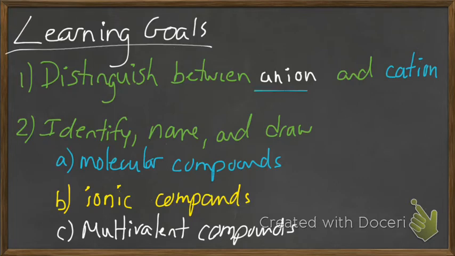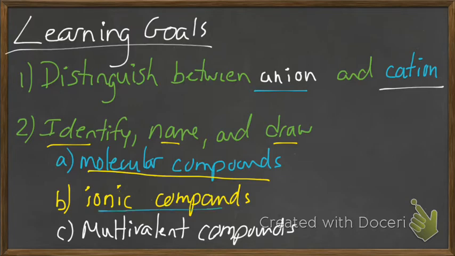We're going to distinguish between anions and cations. Very distinct difference, very important to know for the purpose of naming especially. Then we're going to identify, name, and draw molecular compounds, which we talked about in the previous video, and ionic compounds. There's also one more type, multivalent compounds. Now, these are specifically ionic, but they have a unique case. Let me just rewrite this part out here. Multivalent compounds.